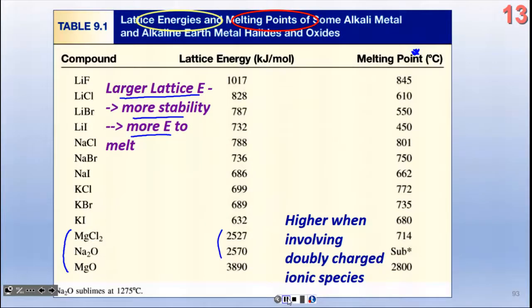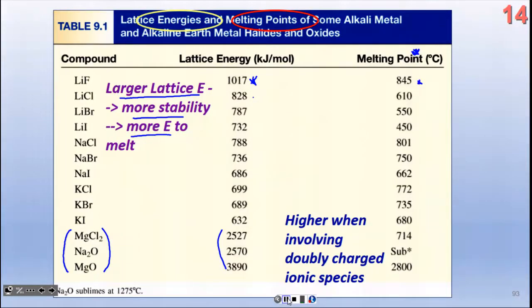The ones that have doubly positive cations or anions or both are higher when you've got doubly charged species, and the melting points are going to be somewhat higher, more energy to melt them. This varies a little bit, but the lattice energy for lithium fluoride is higher than lithium chloride, so its melting point is higher of those two.